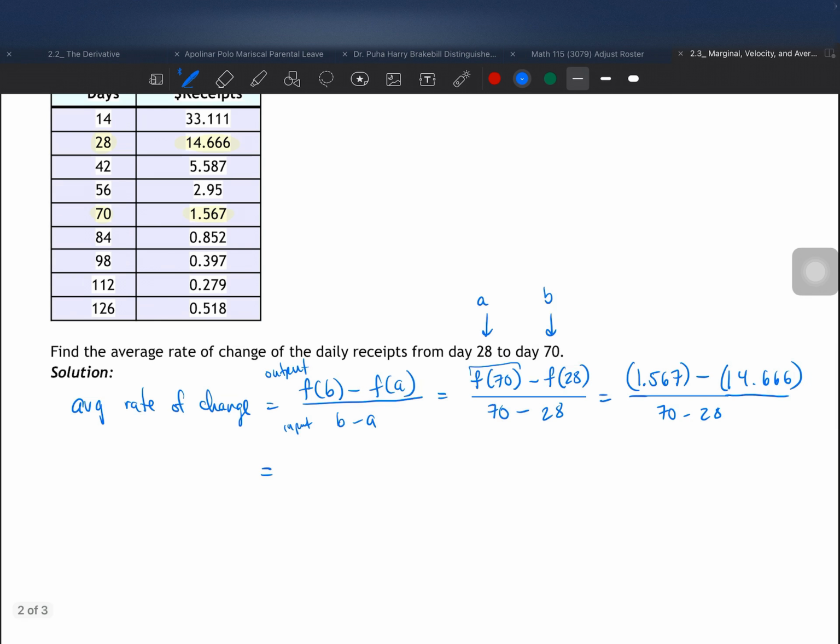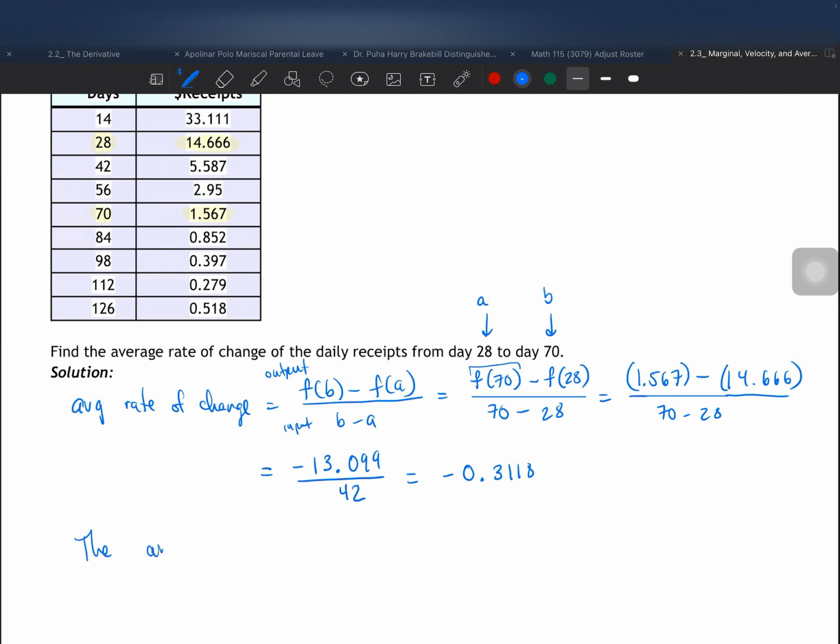And this is a place where we're just going to put it in the calculator. So in the numerator we're going to end up getting negative 13.099, all over 42, because 70 minus 28 is 42. Then put this in the calculator, and this will give you negative 0.3118. And that's it.